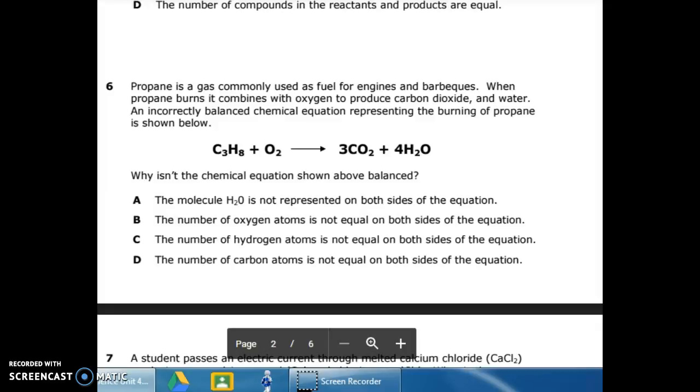So what causes the equation above not to be balanced? Is it because A, the molecule H2O is not represented on both sides of the equation? Is it B, the number of oxygen atoms is not equal on both sides of the equation? Is it C, the number of hydrogen atoms is not equal on both sides of the equation? Or D, the number of carbon atoms is not equal on both sides of the equation? List the elements on both sides. Count the atoms. See which ones are not equal.